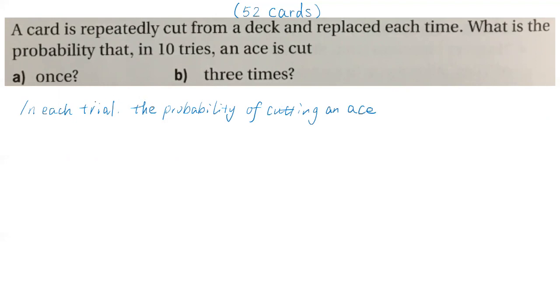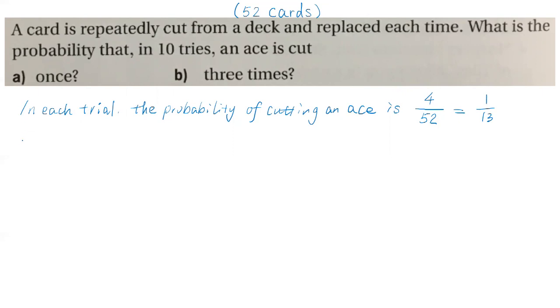First of all, we calculate the probability of cutting an ace. There are 4 aces in the standard deck of cards, right? And 52 cards in total. So the probability of cutting an ace is 1/13. And each trial is independent of each other, and this probability remains constant. So that means this is a binomial experiment, right?